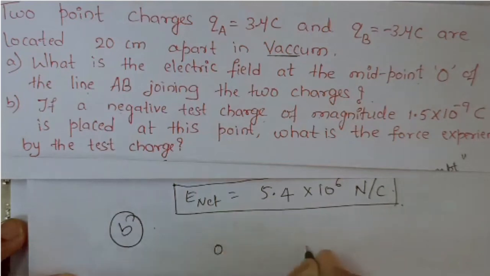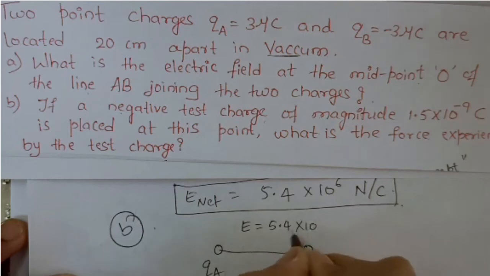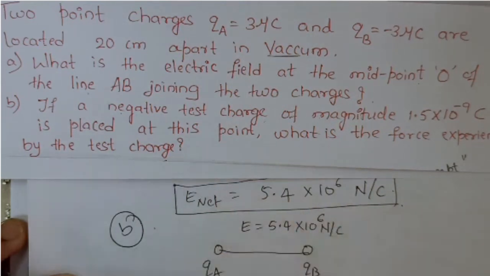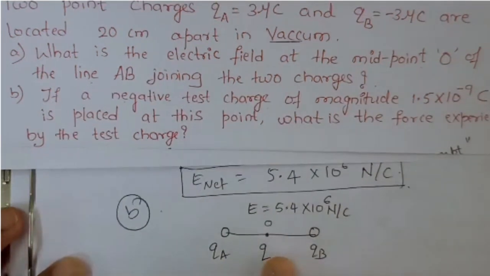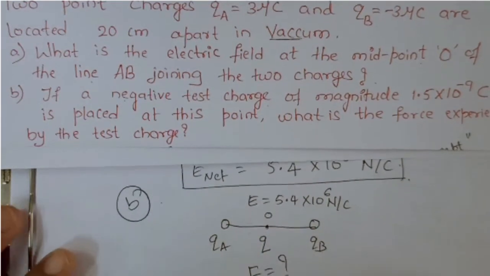Okay, that means here two charges are there, QA and QB. So they are producing how much electric field? 5.4 into 10 raised to 6 Newton per coulomb. That much electric field is produced around here. So somewhere at midpoint O, you are going to place the test charge. I'll take the test charge as Q. Now they are asking what is the force experienced by this test charge.